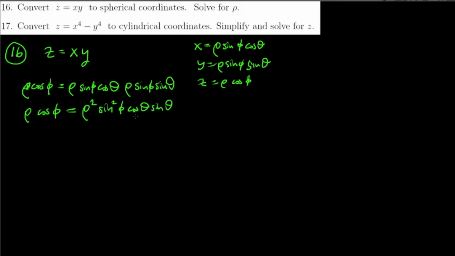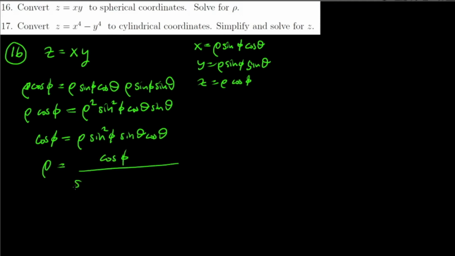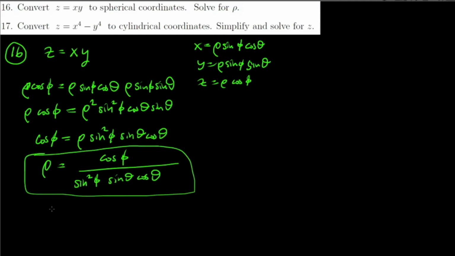And notice that we can divide by rho because it's not 0, or at least it's not 0 for the entire surface. And I'll write this sine theta cosine theta, right? So if we solve for rho, then we divide by sine squared phi sine theta cosine theta. So rho is going to be cosine of phi all over sine squared phi sine theta cosine theta. And I guess that's it.